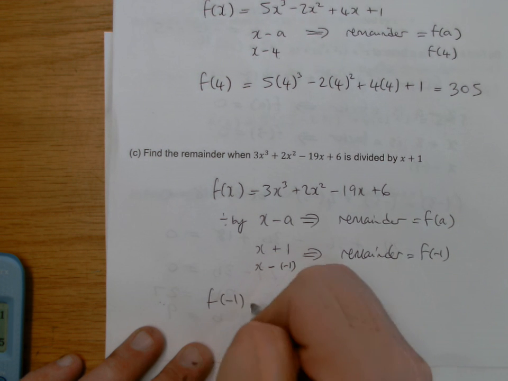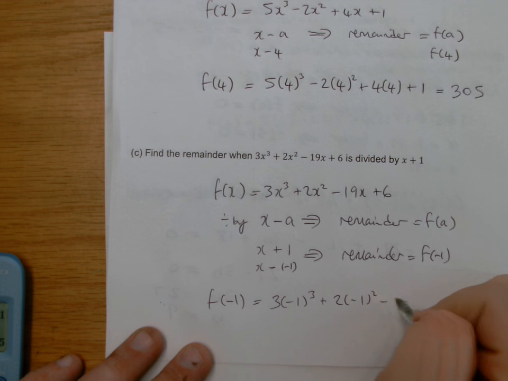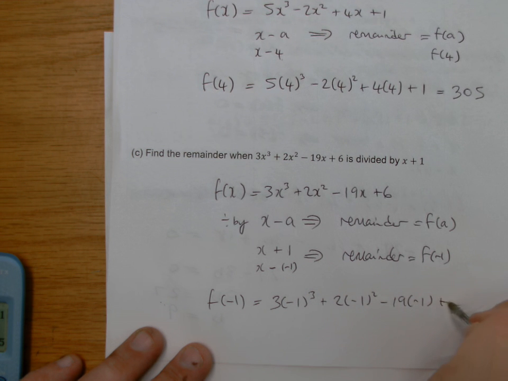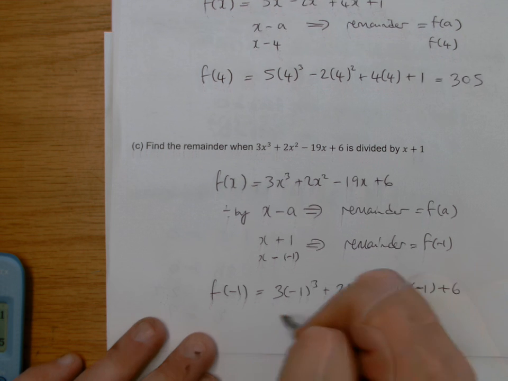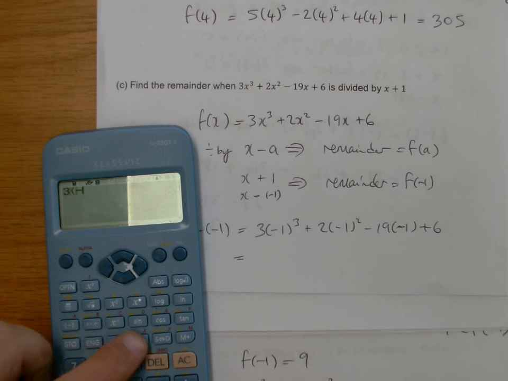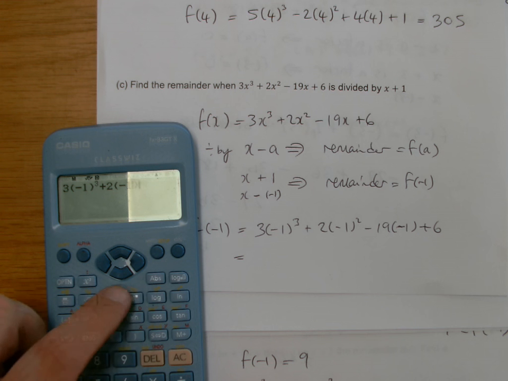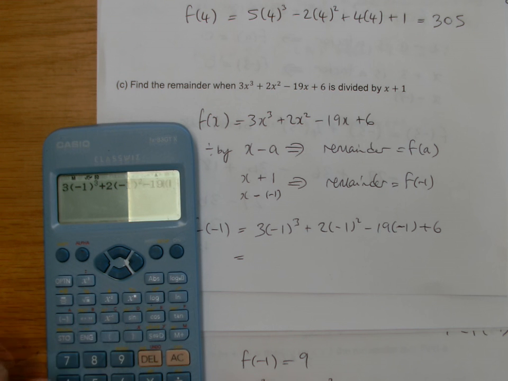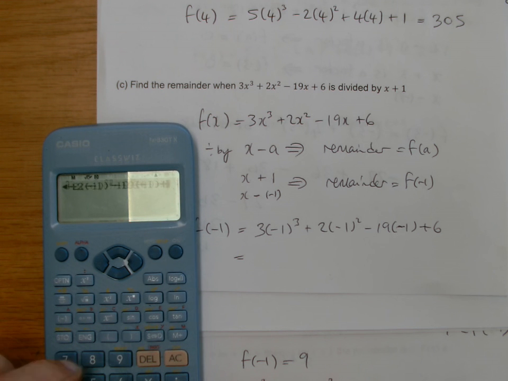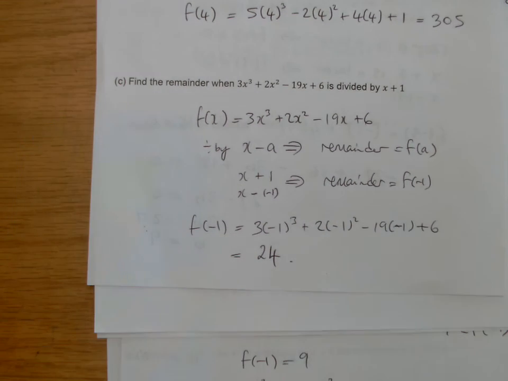So plug it in. Okay, and we get that, so I can work that out. So calculator, 3 times minus 1 cubed plus 2 times minus 1 squared minus 19 times minus 1 plus 6, and it comes out to be 24. So again, it doesn't divide into it perfectly.